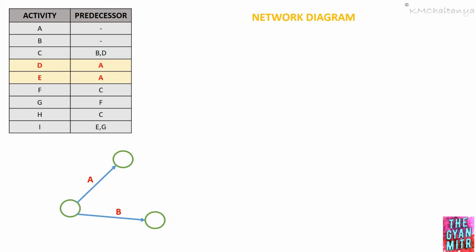Now we can see from the table activity D and activity E has a common predecessor, which is activity A. That is, after completion of activity A, my activity D and activity E are going to start, and these two activities are parallel activities. Now I will be drawing activity D and activity E. Now we will move on to the next activity, which is activity C.